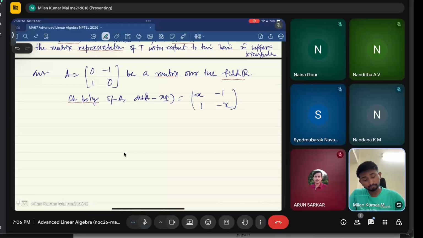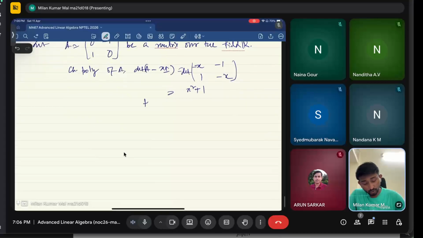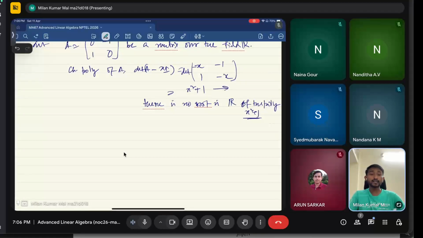This is what it is. The determinant of this is x square plus 1. Now, there is no root of this polynomial x square plus 1 in R. But this polynomial has roots in the complex field, and they are iota and minus iota, I mean the square root of minus 1 and minus the square root of minus 1.